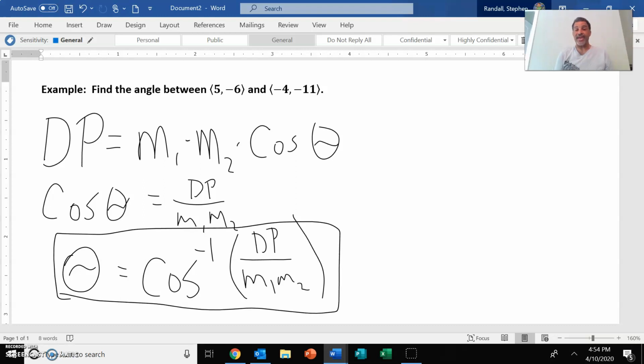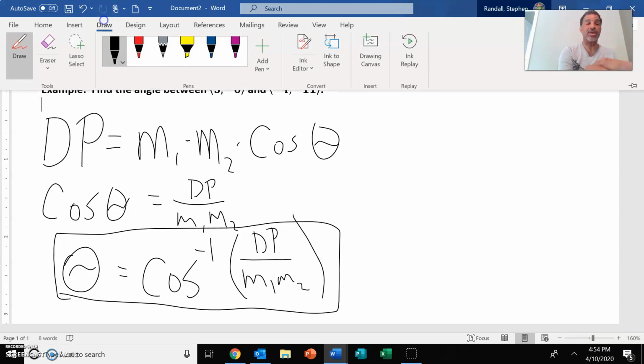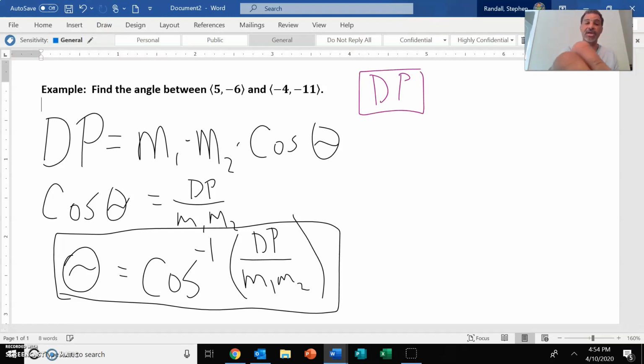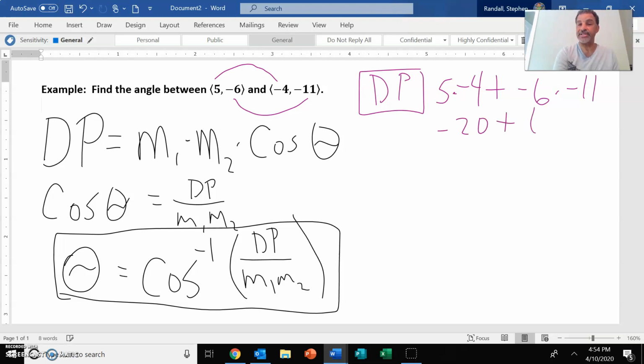Well, in order to do that, we have to figure out these parts. So let's figure out the parts. Let's go in purple. The dot product is very simple. To find the dot product of two vectors, you multiply the x's, so it's 5 times negative 4, and you multiply the y's, negative 6 times negative 11, and you add them. So this is negative 20 plus 66, so the dot product is equal to 46. That is the dot product.